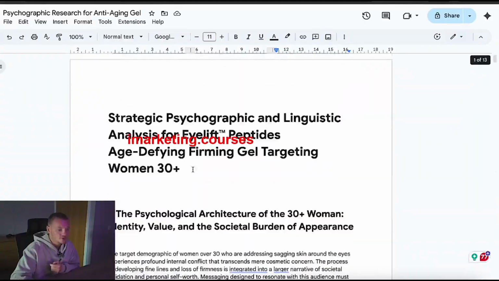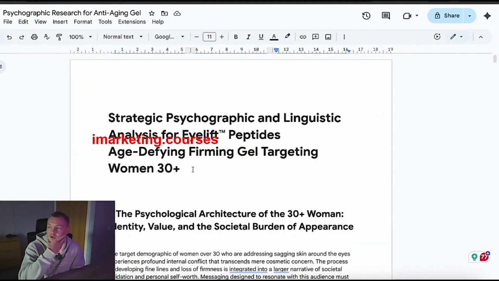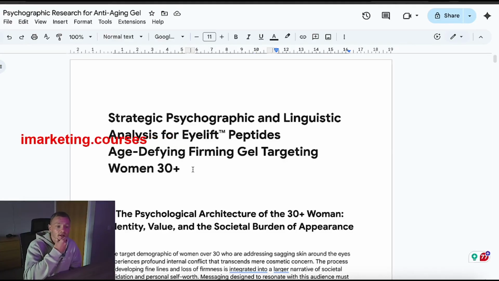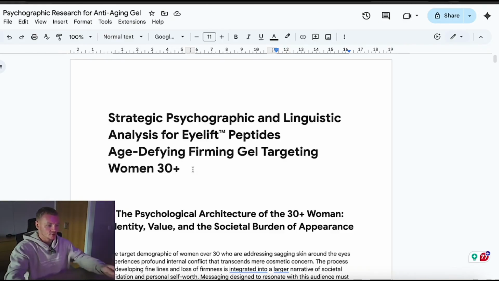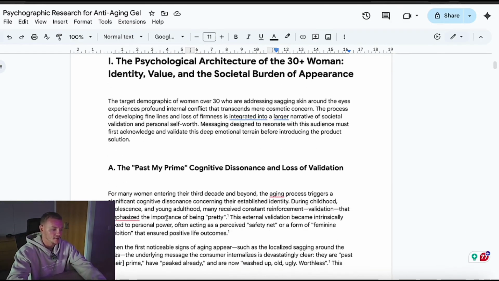Now, what I would also suggest you do, like I've said previously, I use Gemini for a lot of this, but what I suggest, and I still do this with some brands, is to do the research on both ChatGPT and Claude. And when I go to the brief creation process, I'll throw all of the documents in there. So yeah, that is our customer language and psychographic research done. In the next lesson, we're going to be going over some competitor research.